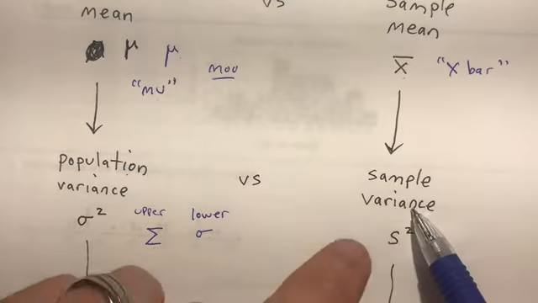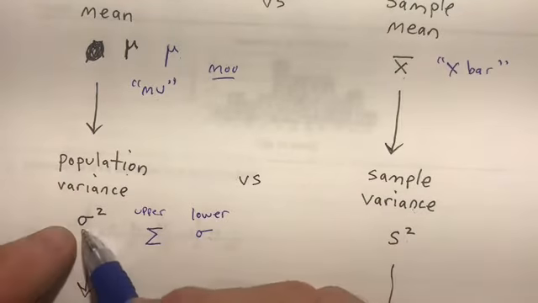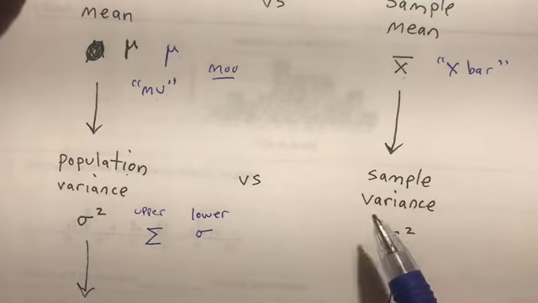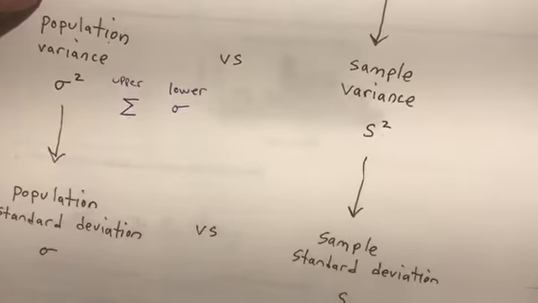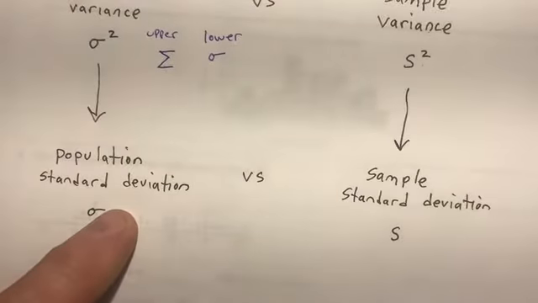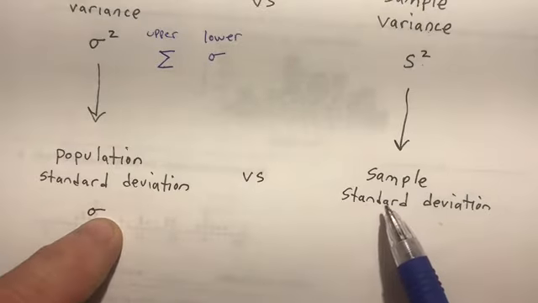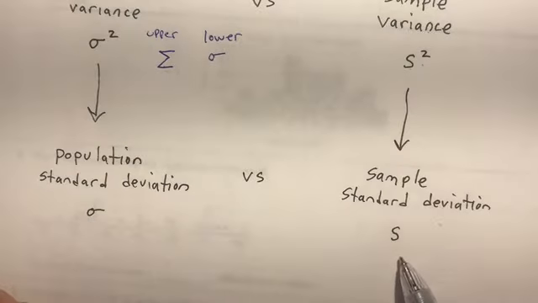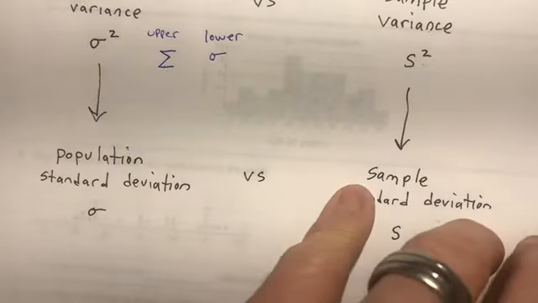When we're talking about a sample, we just use the letter s. s squared is my sample variance. Sigma squared is my population variance. And then if I take the square root of those, I get the standard deviation. So standard deviation is just sigma for a population, whereas sample standard deviation is the letter s. So we have two different things here. Okay, and we'll get into those a little bit in just a second.